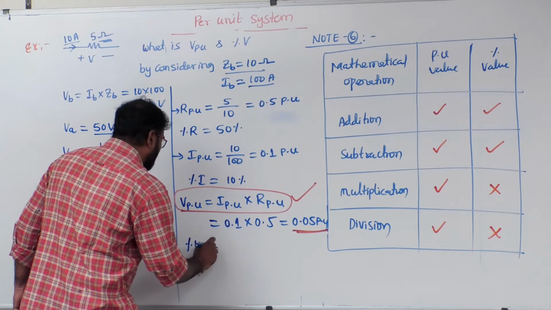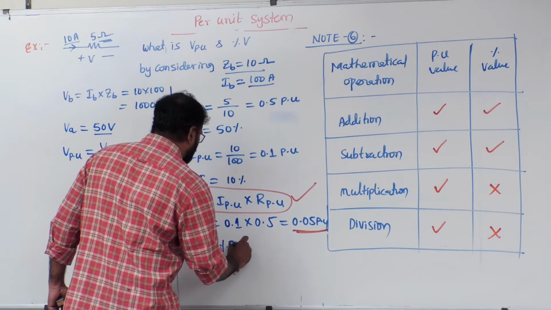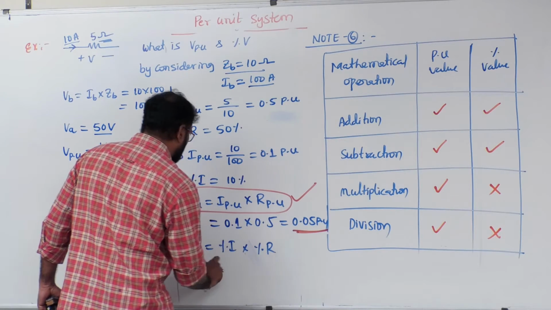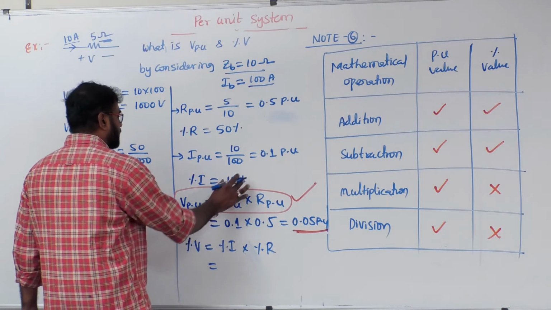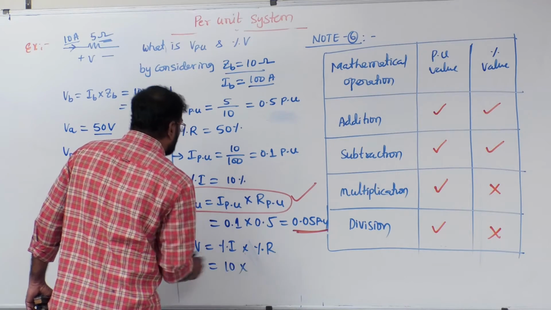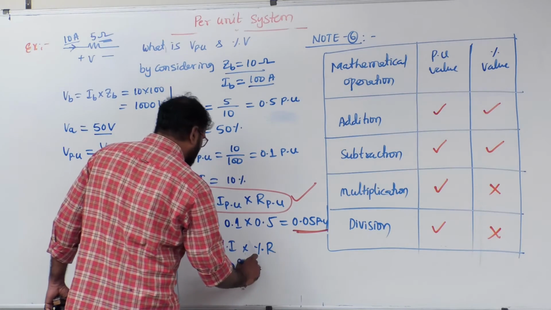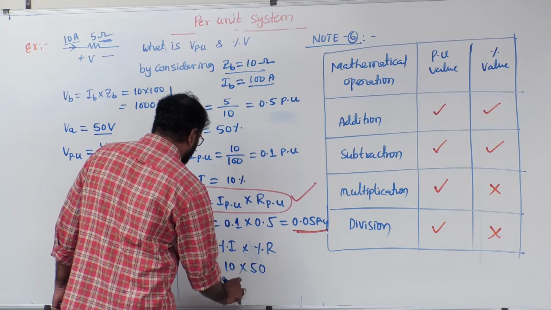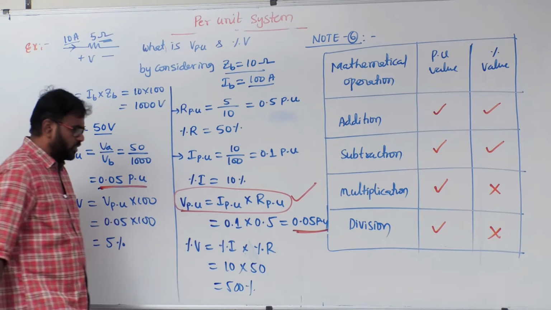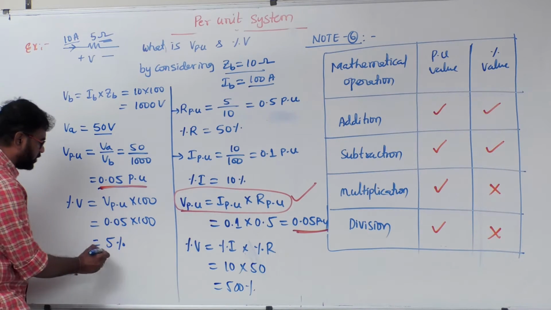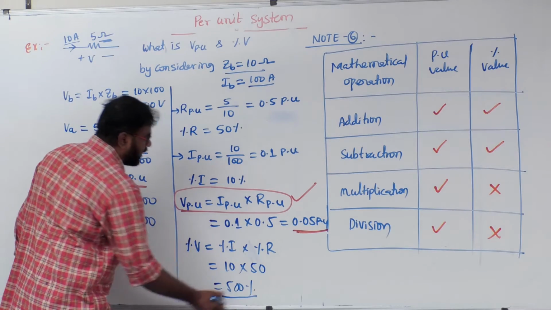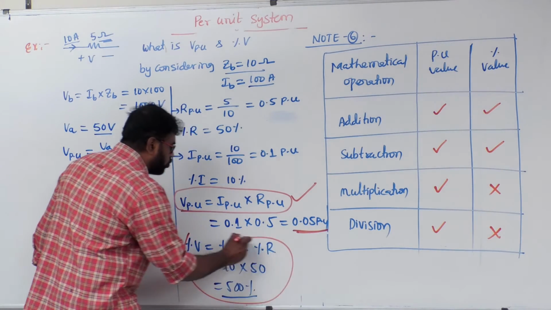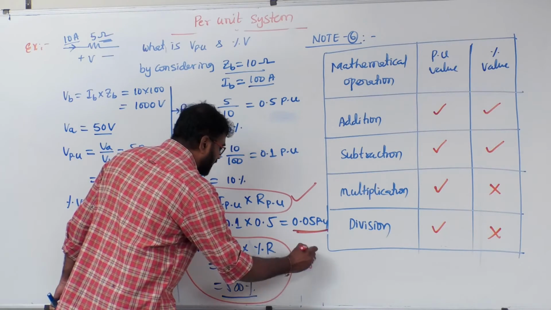Now check with percentage numbers. Suppose if you write percentage V equal to percentage I into percentage R. Percentage I multiplied with percentage R. Tell me what is percentage I you got? 10. And percentage R you got 50. Okay. 10 into 50, how much is it? 500 percentage. Tell me, what is the percentage V? 5 percentage. But what you got? 500 percentage. That means, is this formula valid? Can I multiply two percentage numbers and is the resultant a percentage number?